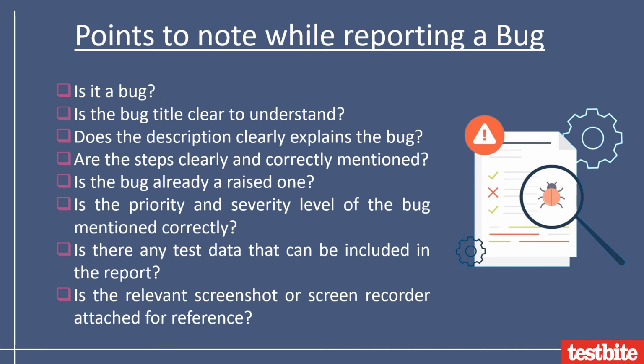Because if it is already raised, then you are wasting both your and the developer's time. Then, you need to make sure that the priority and severity level of the bug are mentioned correctly. Don't worry about how to identify bug priority and severity clearly. We will be creating a separate video for you to get a clear idea. Then, is there any test data that can be included in the report? And then again, last but not least, is the relevant screenshot or screen recording attached for reference? So, please make sure you go through this as a checklist while reporting an effective bug.